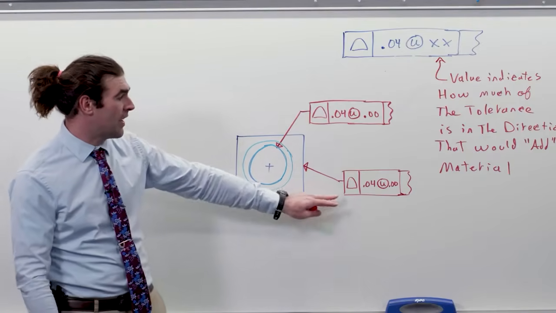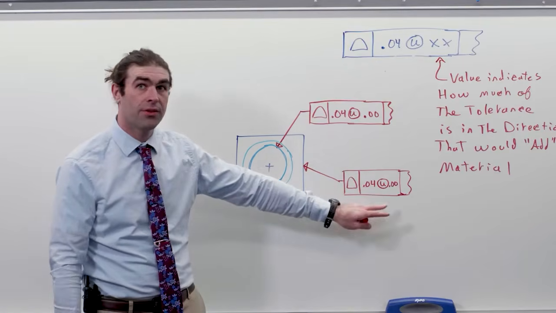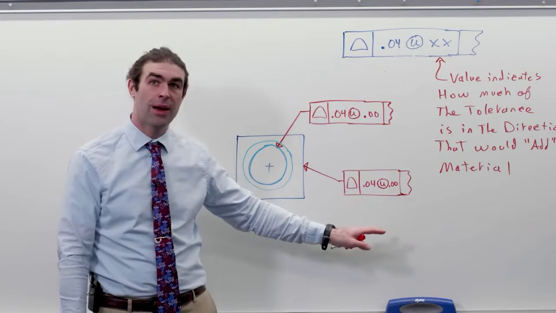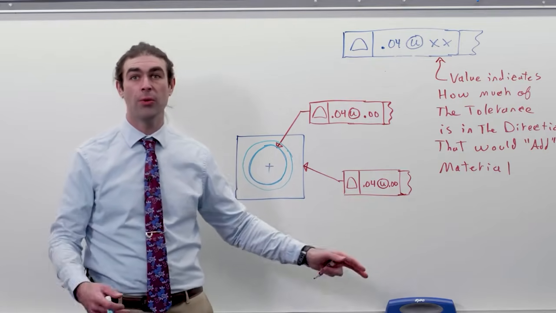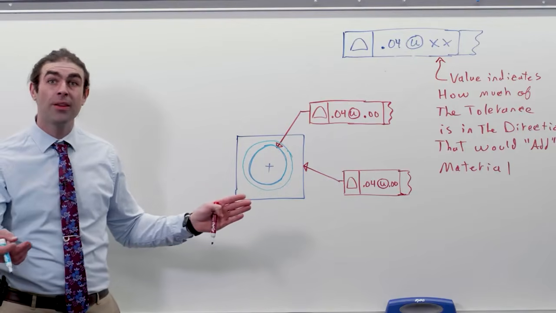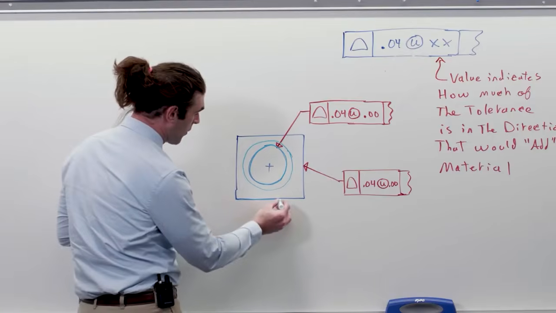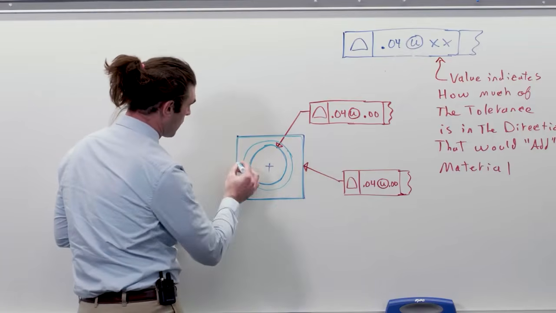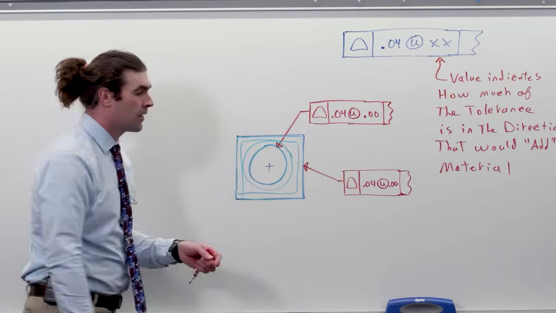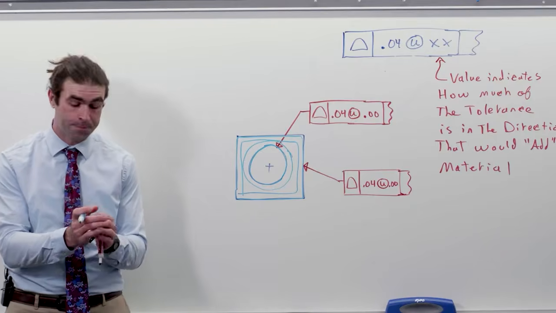Now, in this case, for the external feature, profile, 40 thousandths, unequally disposed, 0 of that 40 thousandths is in the direction that would add material. What would add material to this square? Making the square bigger. 0 of the tolerance is in that direction, therefore the tolerance zone is totally within the true profile. So that square can only get smaller.